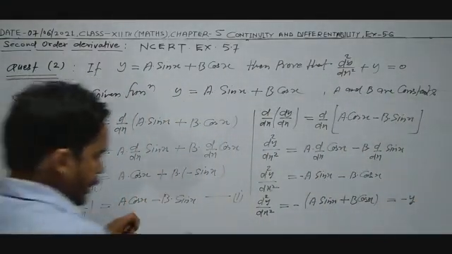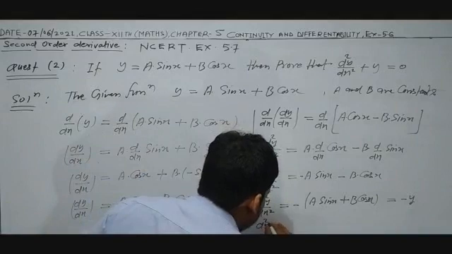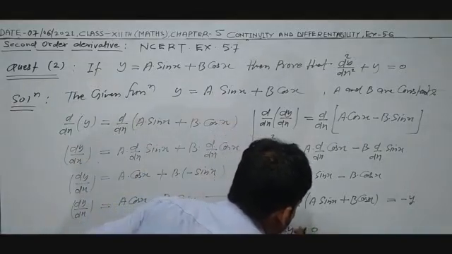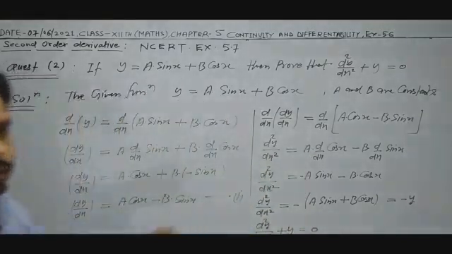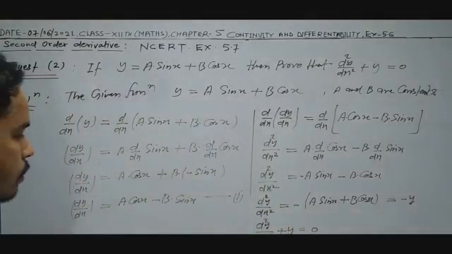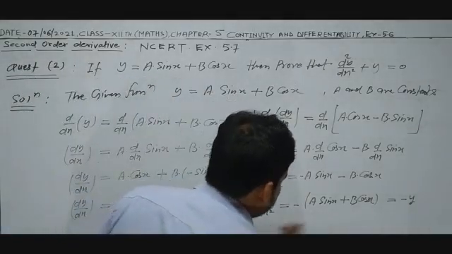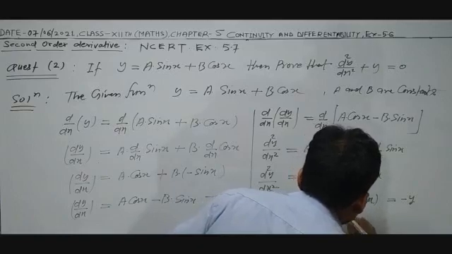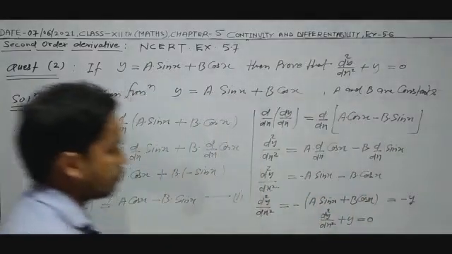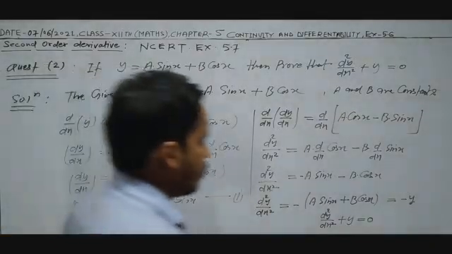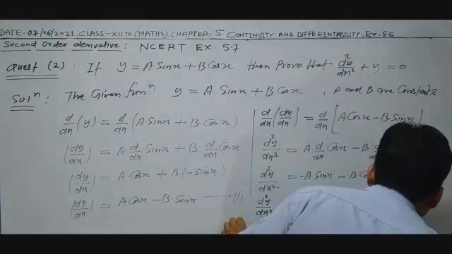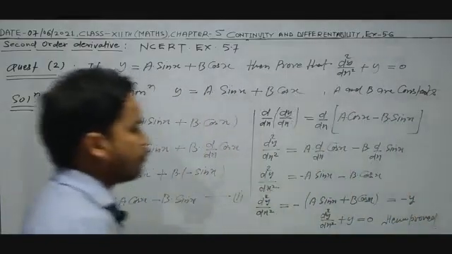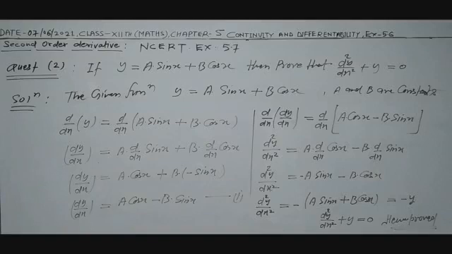So now you can write d2y by dx2 plus y is equal to 0. Now this is the proof. So now we are going to write here d2y by dx2 plus y is equal to 0. This is our proof. Hence proved. This is question number 2.